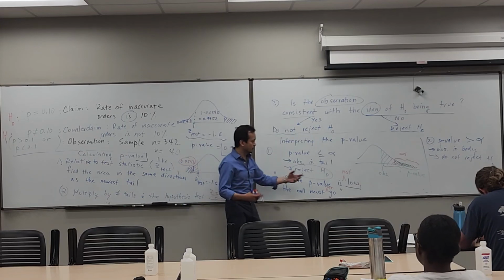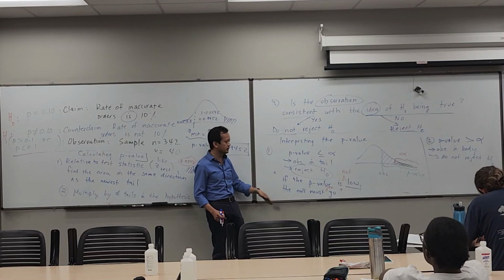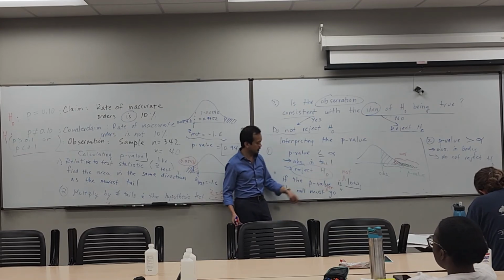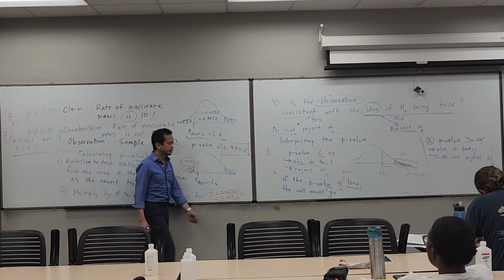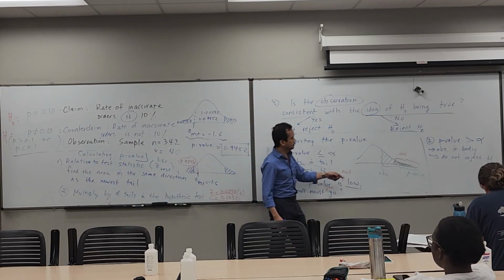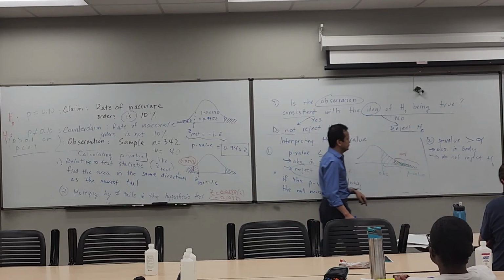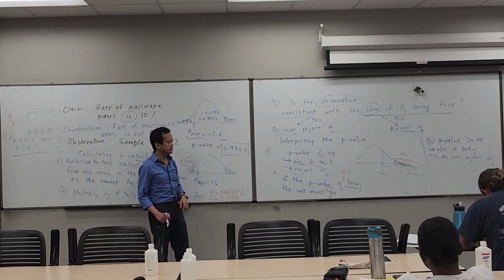So this is good wording. Use this one: if the p-value is low, the null must go. But if it's not low, just insert nots in front of these two clauses. So the null must not go means that you do not reject the null. Okay, any questions?